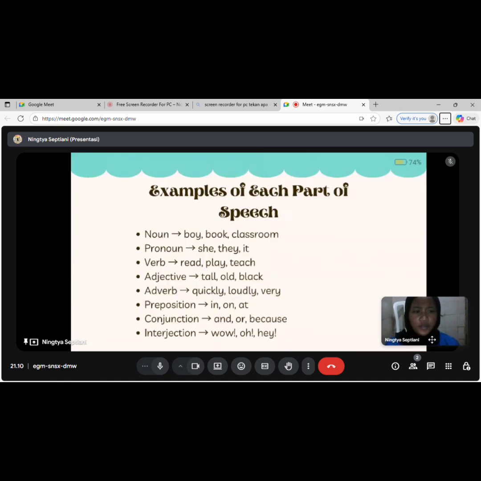Let's take one example. The tall boy quickly read a book in the classroom. Here boy is a noun, tall is an adjective, read is a verb, quickly is an adverb, book is a noun serving as the object, and in the classroom is a prepositional phrase. So, every single word has a clear grammatical role.